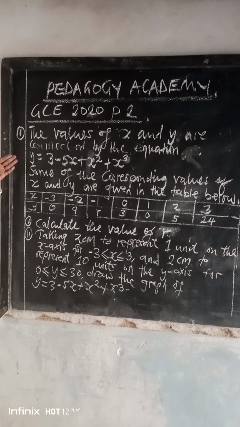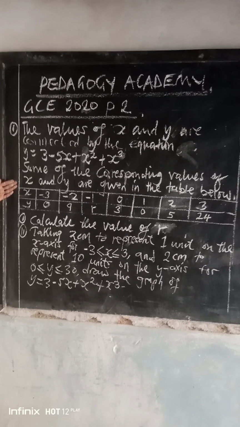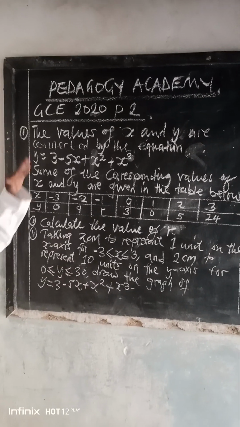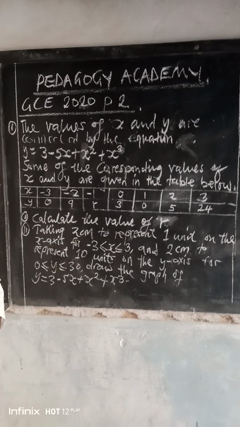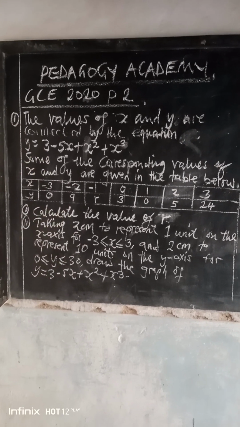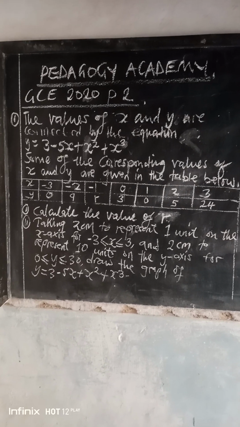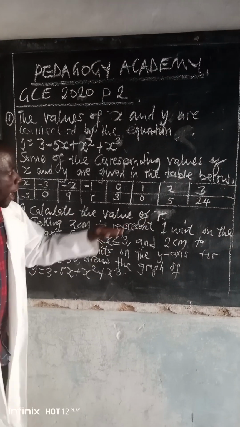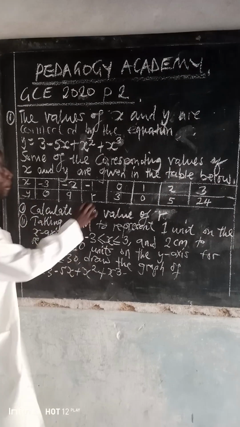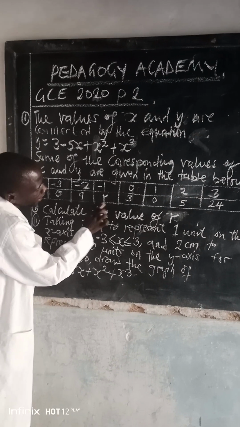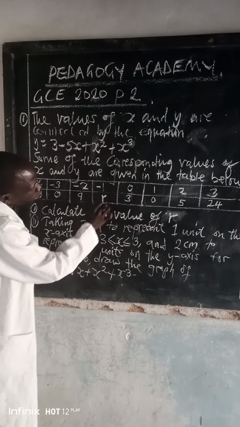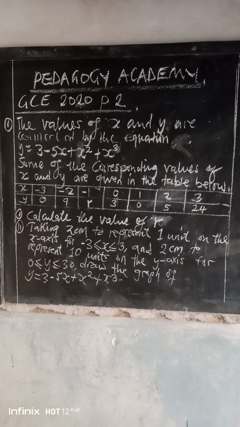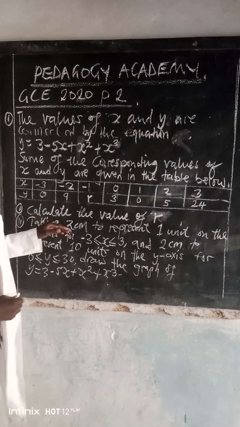This question carries 12 marks, and you have to make sure that you get all the marks that you have been given there. So very simple. The first question: calculate the value of R. R is here. I know that you can't see clearly, but I'm here to guide you.